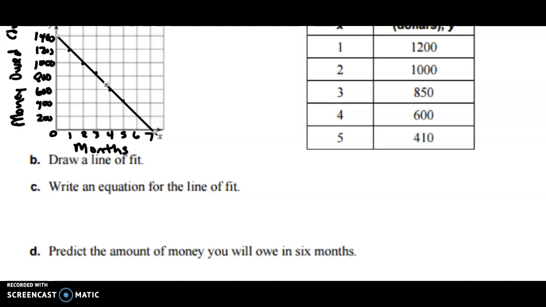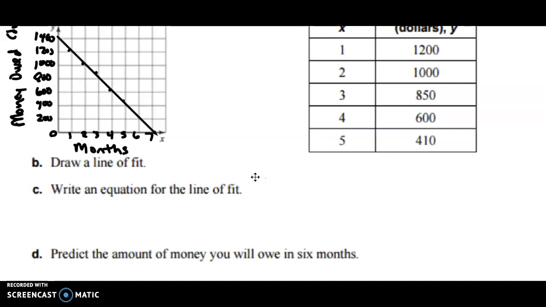All right, part C says to write an equation for the line of fit. I would like you to go ahead and write your equation. I'm going to let you pause the video and do that. It's y equals mx plus b. And then I'd like you to do part D, predict the amount of money you would owe in 6 months. So go ahead and pause the video, do that, and when you come back, you can check your work.